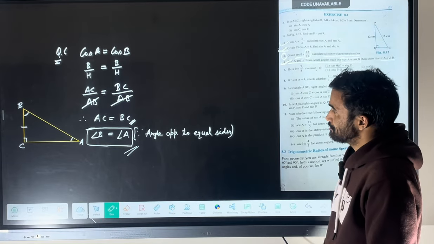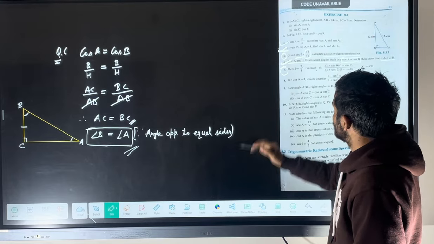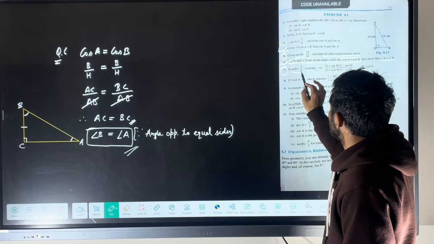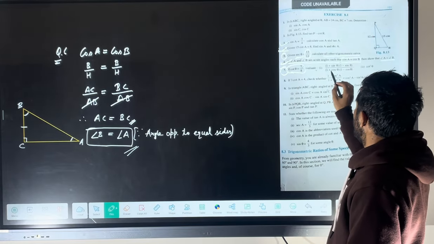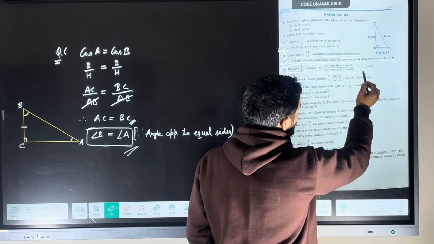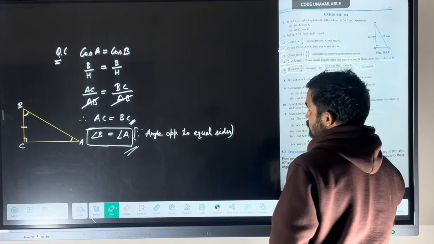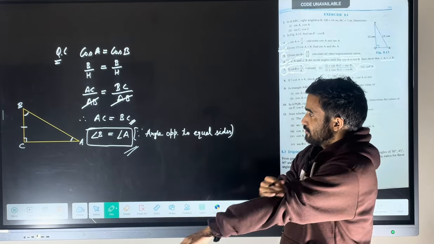Now move to question number 7: cot theta is equal to 7 upon 8, and we have to find this expression and this expression. Let me rub this.